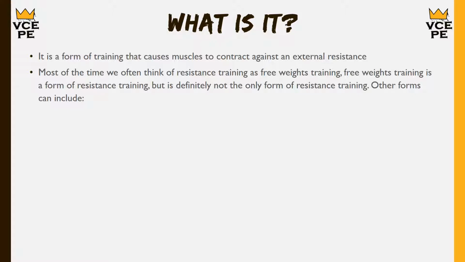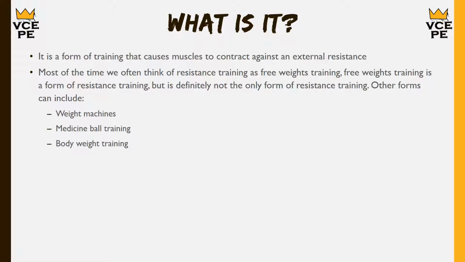But obviously there are a whole bunch of other different forms that resistance training can take, including weight machines. So obviously if you've been to the gym, you would have seen the weight machines sitting in the gym as well. So we're not going to talk about those too much, but obviously they provide a resistance for our muscles to contract against. Medicine ball training. So using medicine balls to create the resistance that we want to make sure our muscles are working hard.